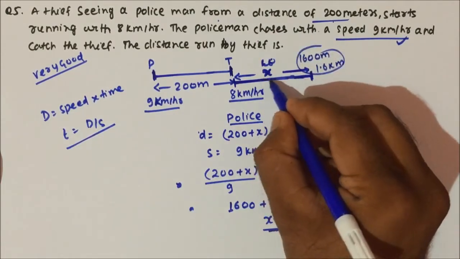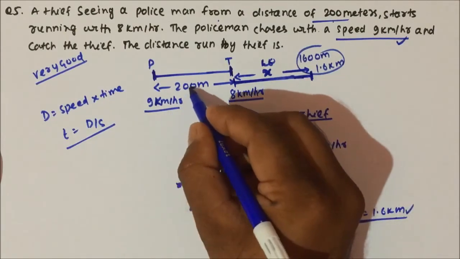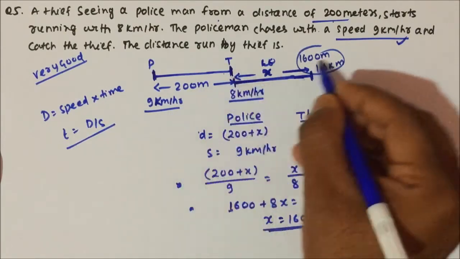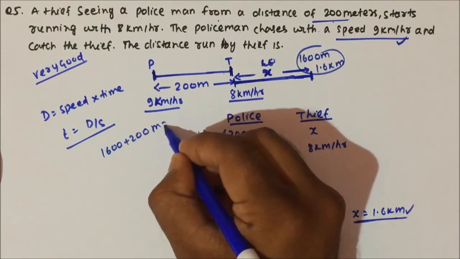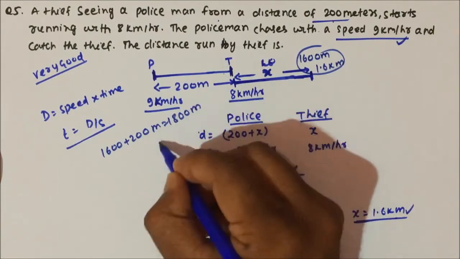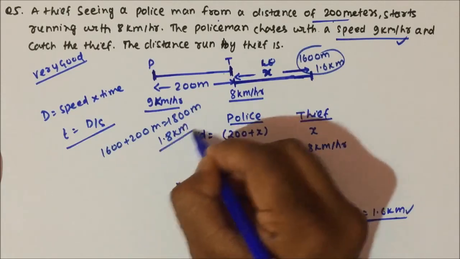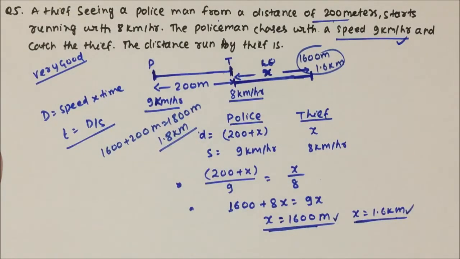Okay, so this is the only distance which the thief is covering. If in the question they are asking for the distance traveled by the police, then it will be 1600 plus 200 meter, which is equal to 1800 meter, or you can say 1.8 kilometer. So this is all about time, speed and distance and problems on trains.